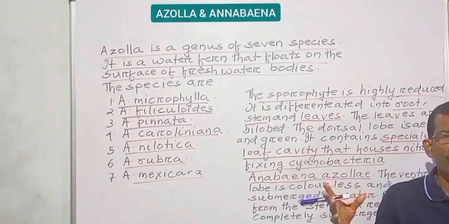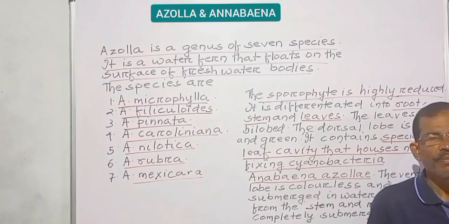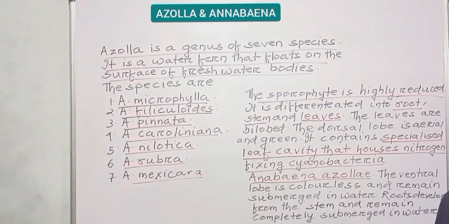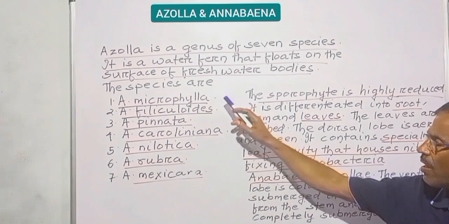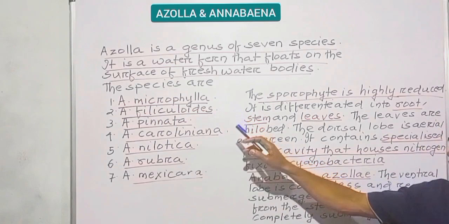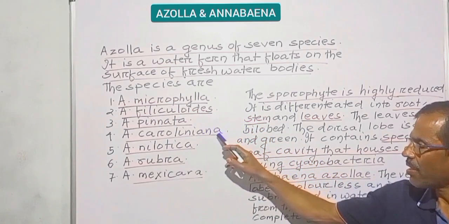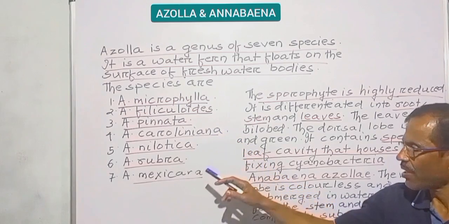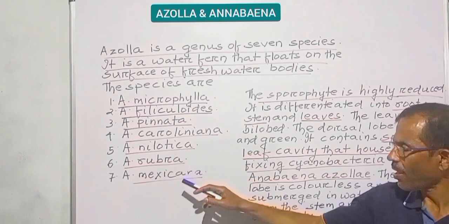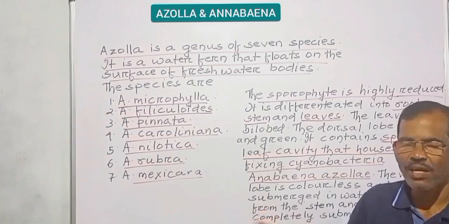Azolla is a genus of 7 species, and the species are Azolla microphylla, Azolla folliculoides, Azolla pinnata, Azolla caroliniana, Azolla nilotica, Azolla rubra and Azolla mexicana.